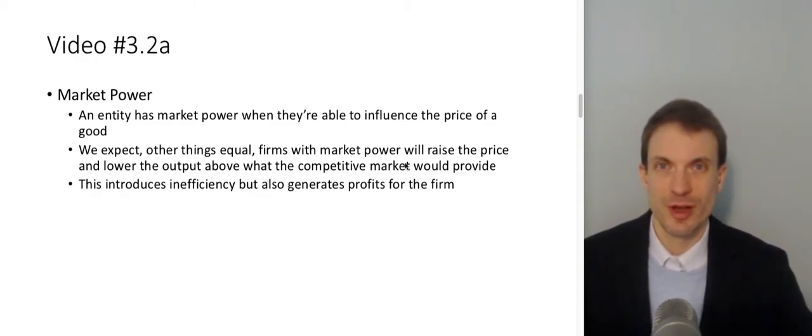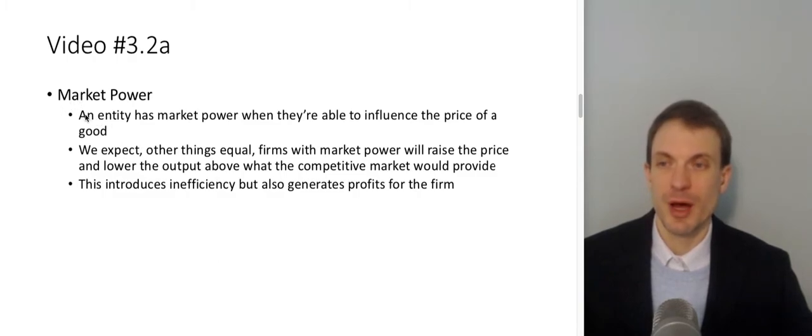In this video, I'm going to talk about our causes of market failure in greater depth. In particular, market power, externalities, and asymmetric information. So we'd say market power exists when there's one actor, one entity in the market who's able to influence the price. Typically, we'd assume that this will happen if you have a monopoly, like a single seller.